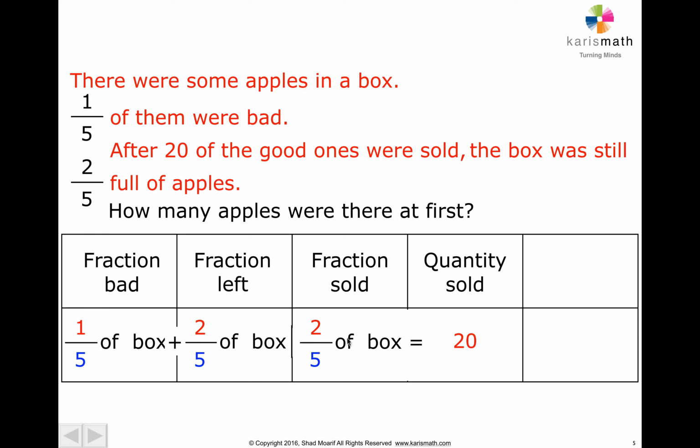Now you imagine the multiply sign there, and you know how to do this. 2/5 times box is 20. So how much is the box? 20 divided by 2/5. And you flip it over, multiply, and you get the answer 50 using the math.